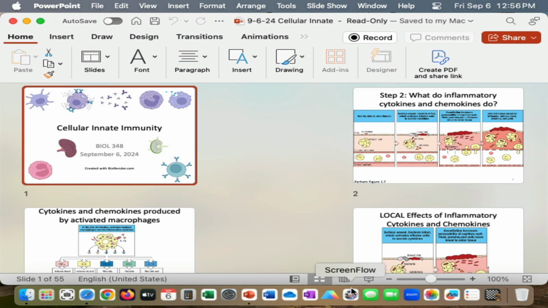How does it work for viruses? And then we will talk about individual PRRs and some of the things that they bind.